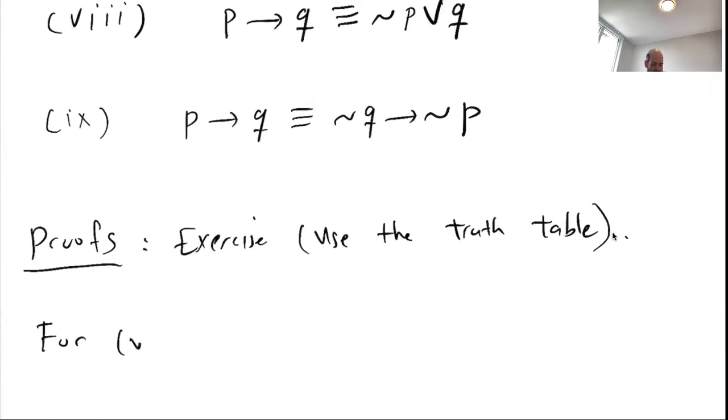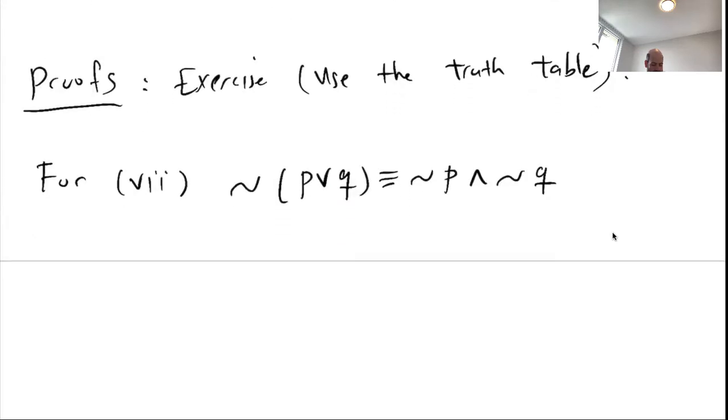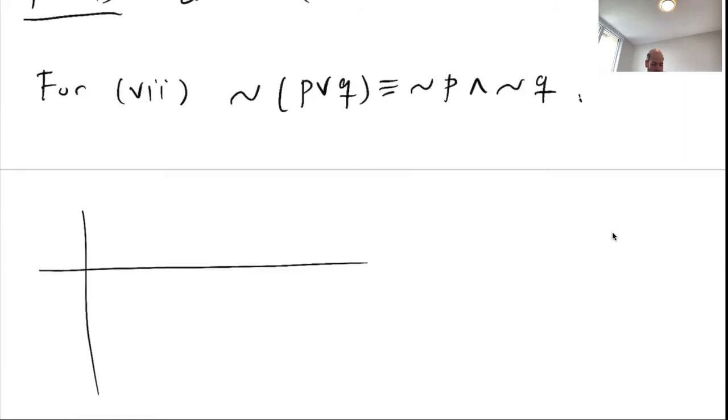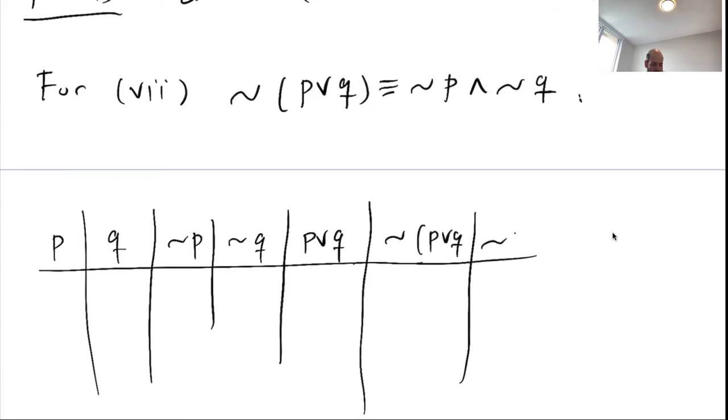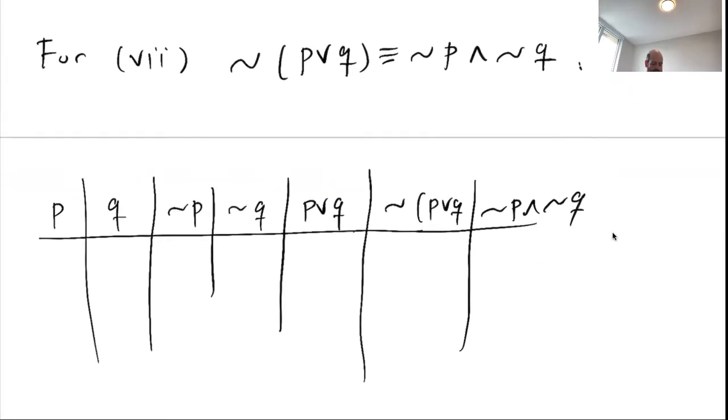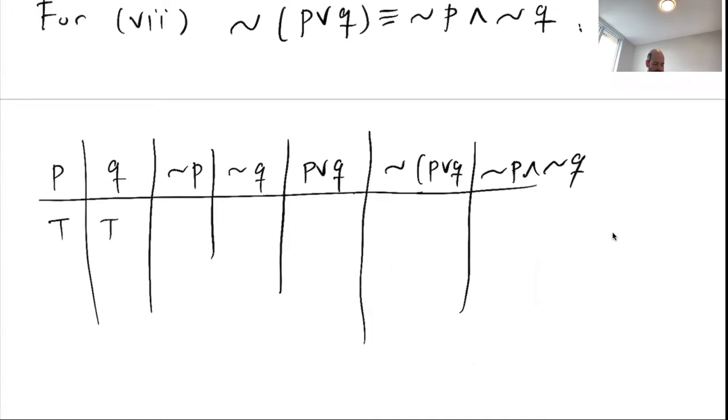For 7, negation of P or Q is logically equivalent with negation P and negation Q. So I can draw the table: P, Q, negation P, negation Q, P or Q, negation of P or Q, and negation P and negation Q. Again, we have 4 possible cases: both true, true and false, false and true, and both false.